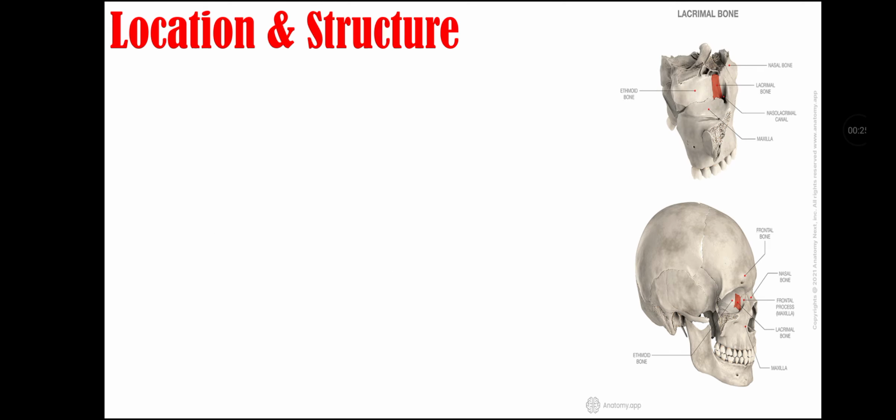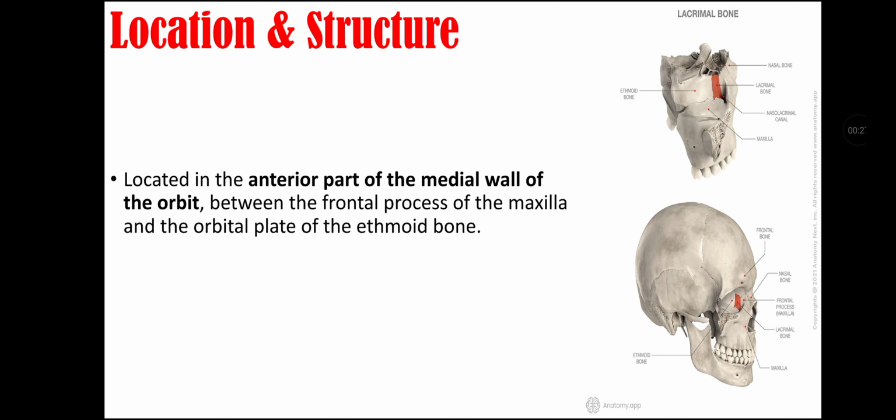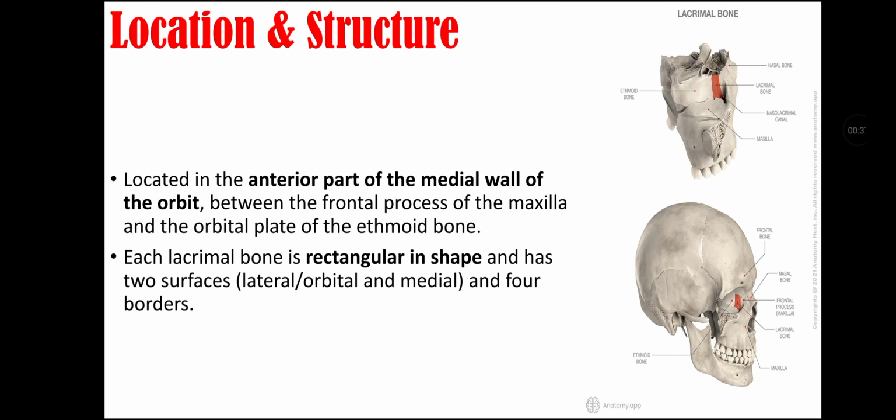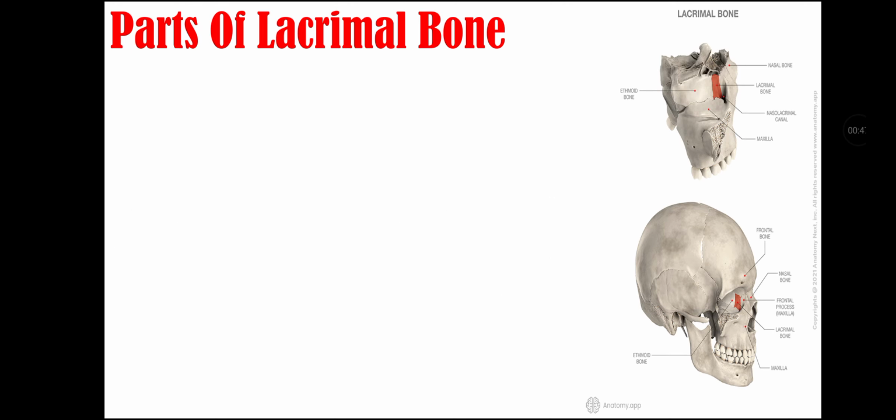Location and structure of lacrimal bone. As you can see in the diagram, they are located in the anterior part of medial wall of the orbit, between frontal process of maxilla and orbital plate of ethmoid bone. Each lacrimal bone is rectangular in shape and has two surfaces, lateral surface and medial surface, and it has four borders as it is rectangular in shape.